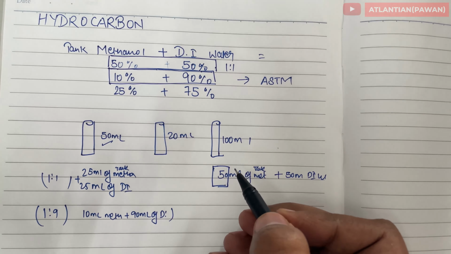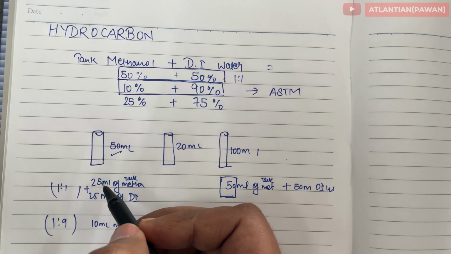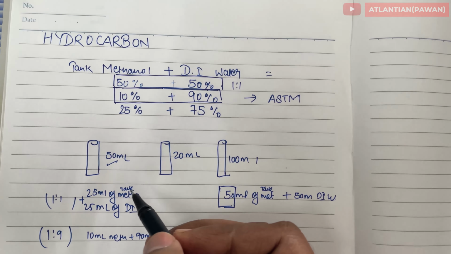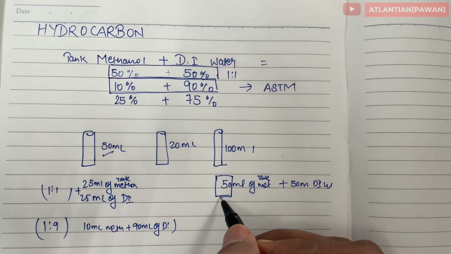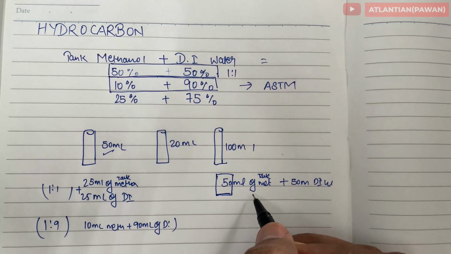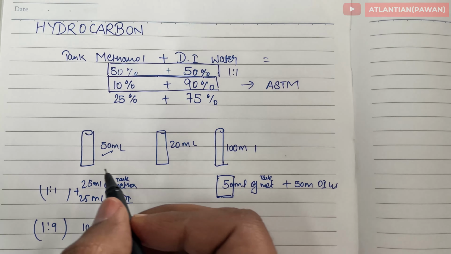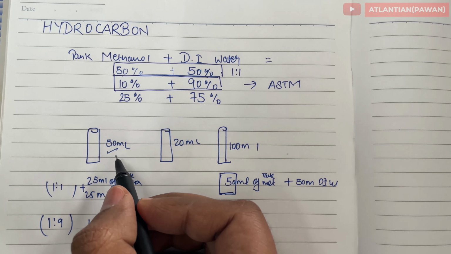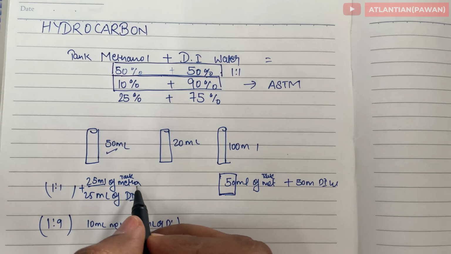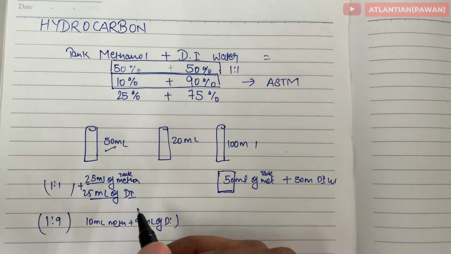In this case, normally what happens is, if you want to do multiple tests on a tank sample, we would not be able to do it, because we would consume more methanol in this 100 ml tube. That's why I normally perform this test in a 50 ml Nessler tube, adding 25 ml of methanol and 25 ml of DI.